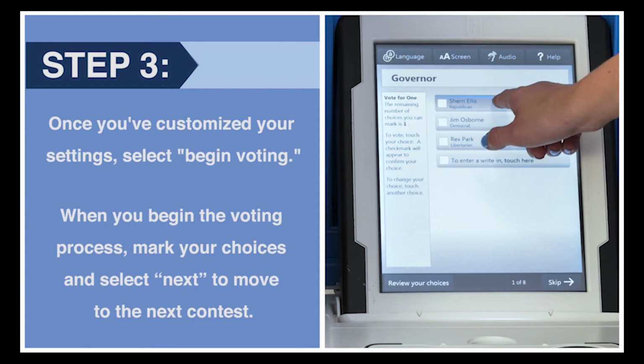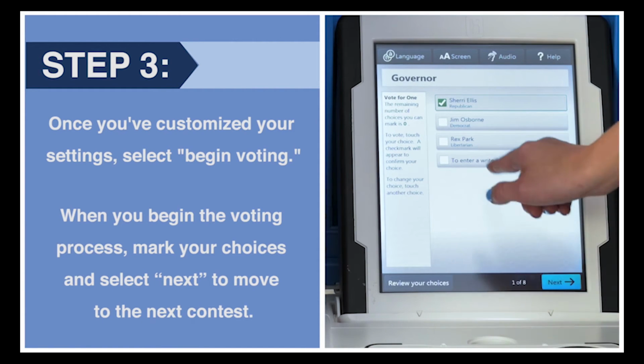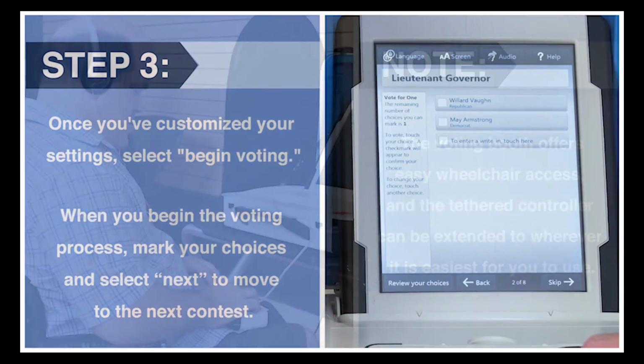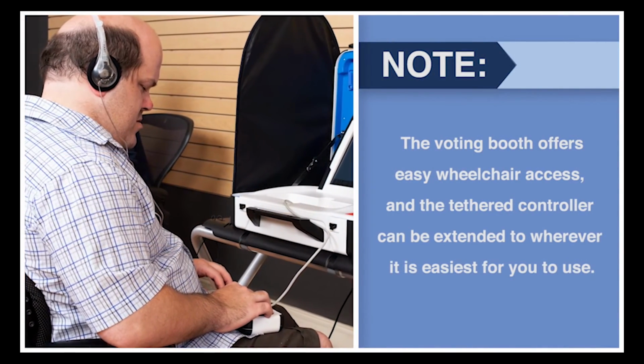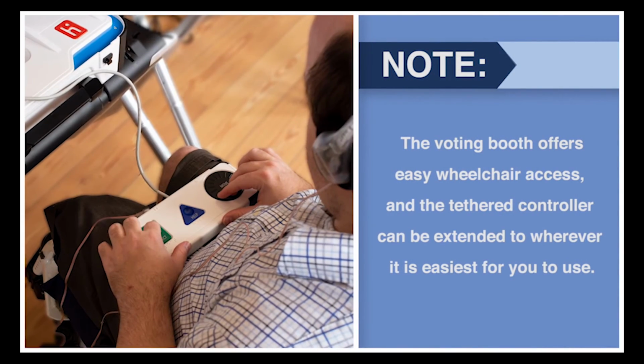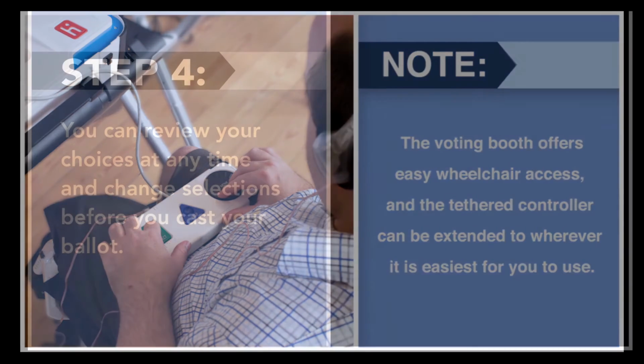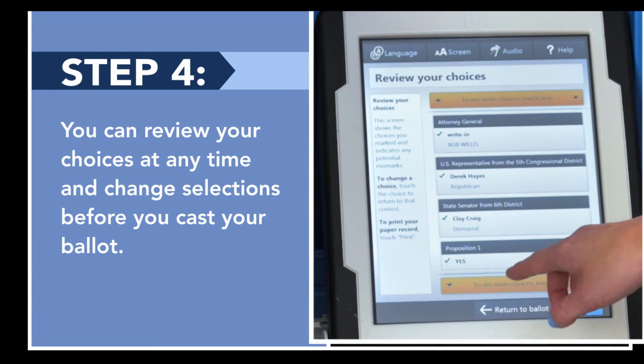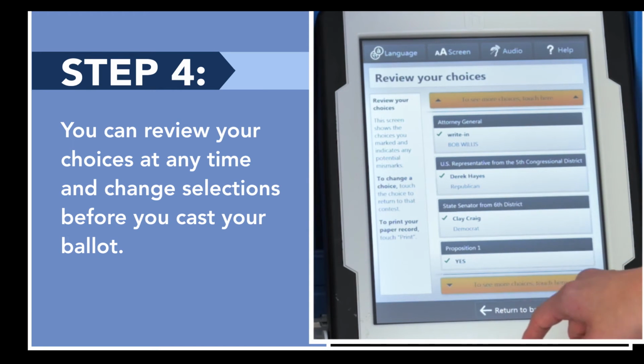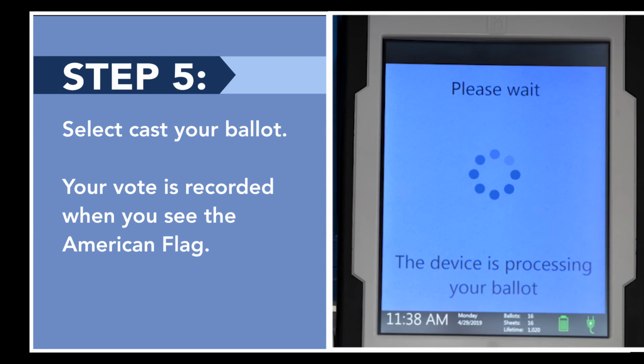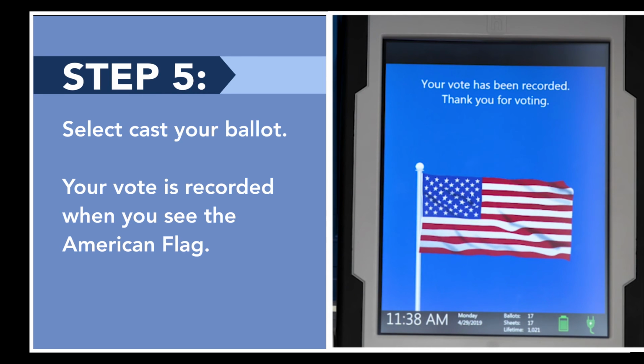When you begin the voting process, mark your choices and select Next to move to the next contest. The voting booth offers easy wheelchair access, and the tethered controller can be extended to wherever it is easiest for you to use. You can review your choices at any time and change selections before you cast your ballot. Select Cast Your Ballot. Your vote is recorded when you see the American flag.